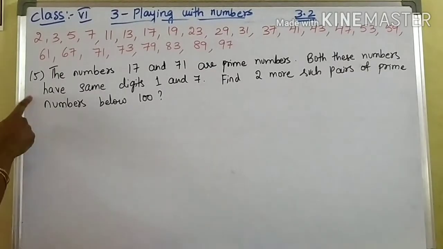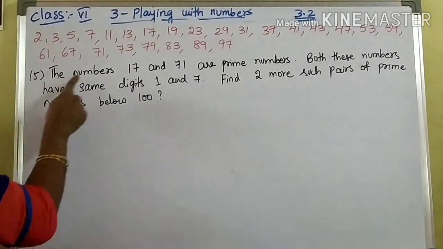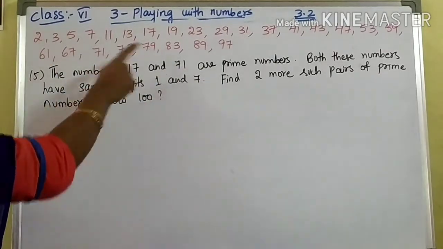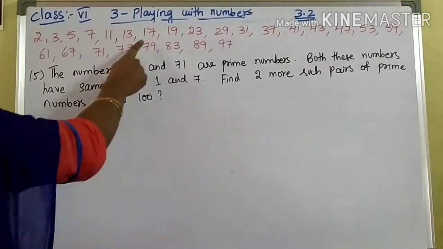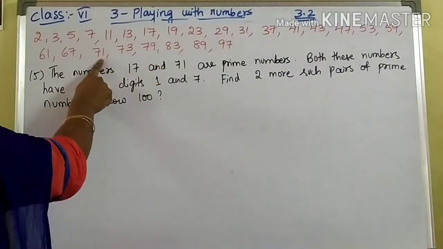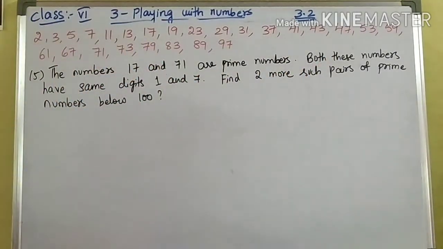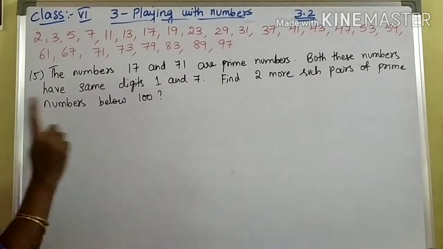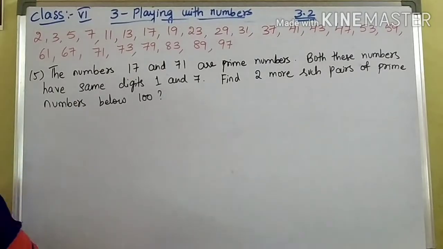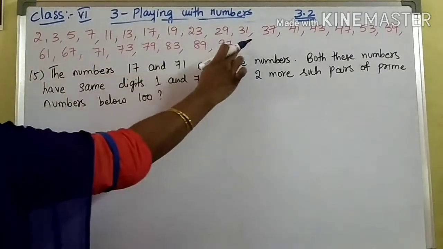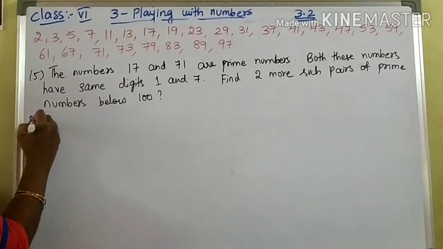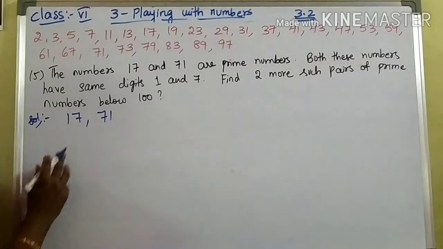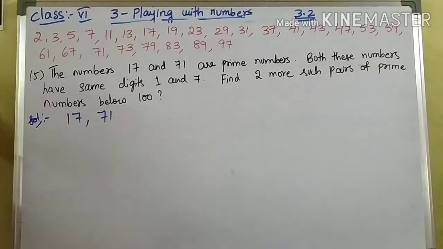Fifth question, very important question children. The numbers 17 and 71 are prime numbers. Here if you observe, I have written the prime numbers between 1 and 100. In this 17 is a prime number, 71 is a prime number. Both these numbers have the same digits 1 and 7. Find two more such pairs of prime numbers below 100. By seeing the list below 100, you can say children, 17 and 71 are prime numbers having the same digits 1 and 7. Now can you see other numbers?